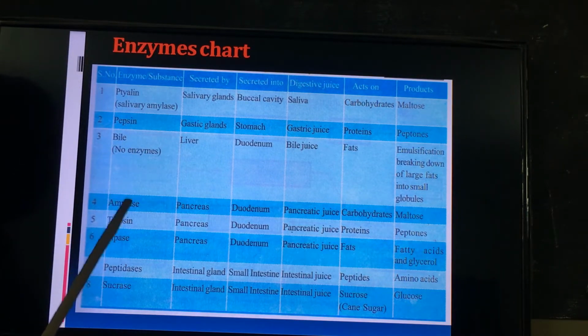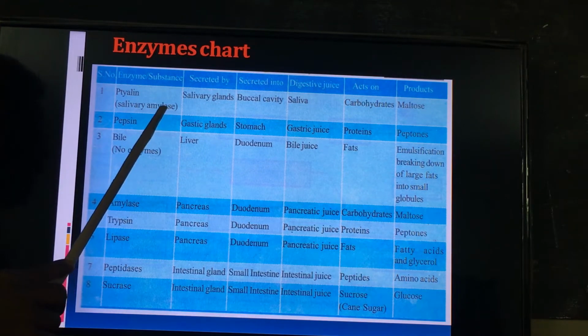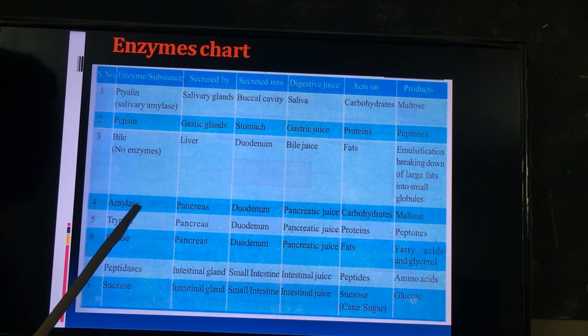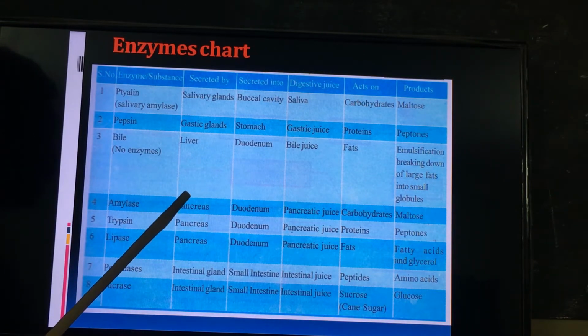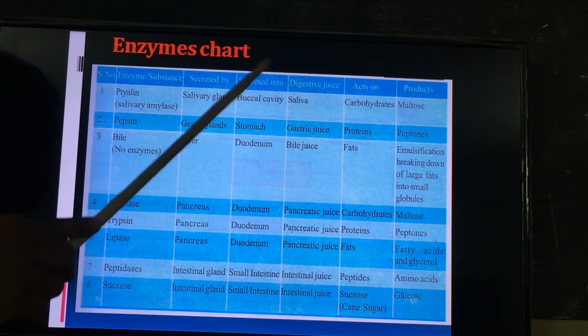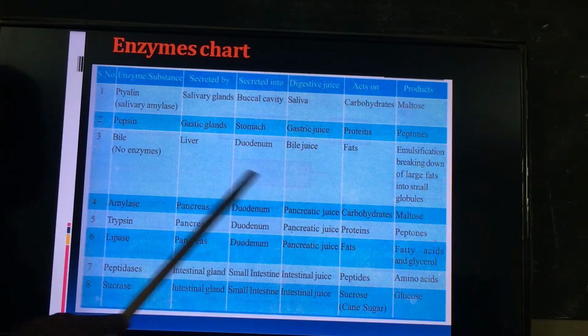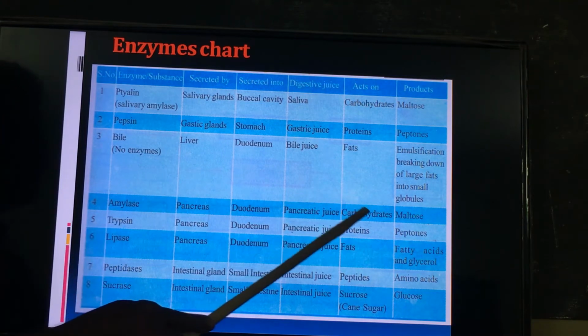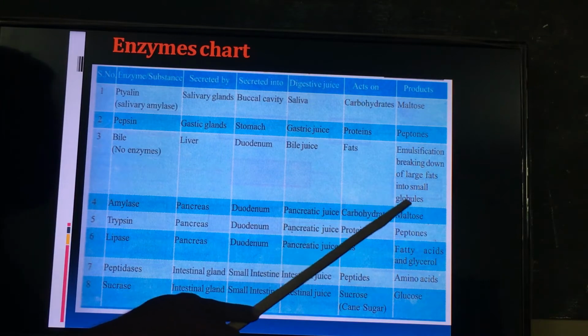Amylase. It is another enzyme. Here also we can observe amylase. Salivary amylase is released from the salivary glands, and this is the amylase released from the pancreas. It is another enzyme released from the pancreas into the U-shaped duodenum. A juice called pancreatic juice contains the enzyme amylase, which acts on carbohydrates, the complex one, into maltose.